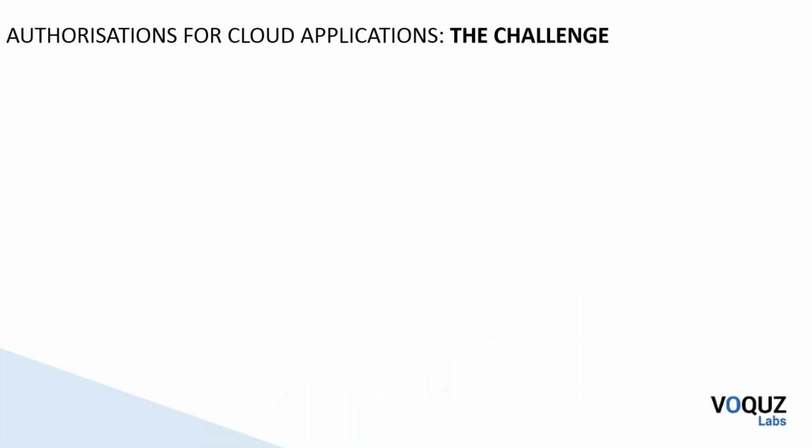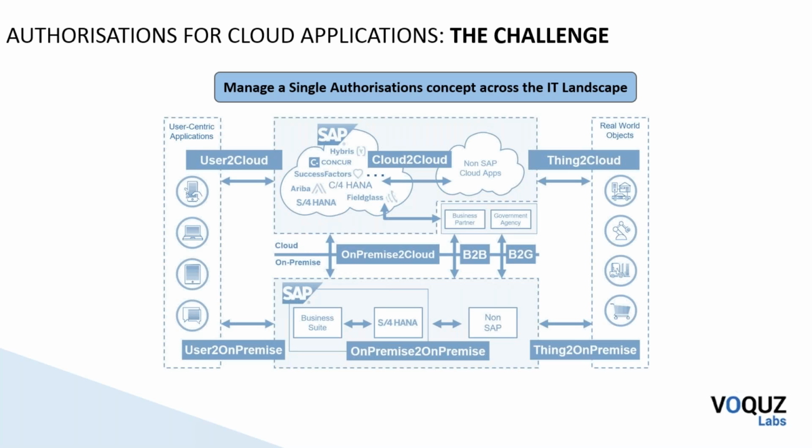So let's have a look at some of the challenges that many organizations have in the cloud space. First of all, one of the biggest challenges is, if you look at the landscape around SAP, you can see that many organizations have this quite disparate landscape. They've got their SAP Business Suite or S4HANA at the bottom here. You've got some on-premise solutions that may be non-SAP.